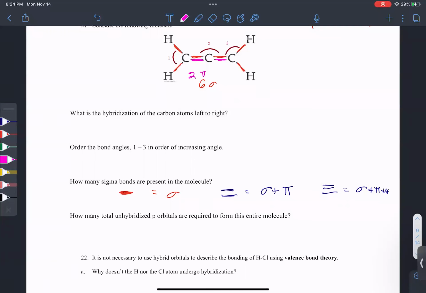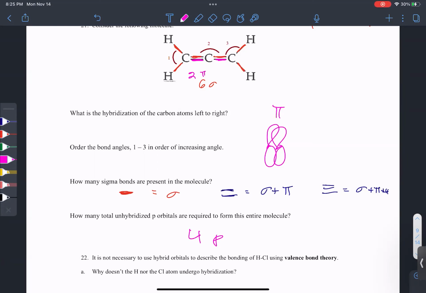It sounds like a tough question, right? We went from sigma and pi interactions, and now we made a left turn to p orbitals. But remember what I said. How do you make a pi interaction? A pi interaction is between what orbitals? 2 p orbitals. So this is a pi interaction. 2 p orbitals are required to make a pi interaction. How many pi interactions are in this molecule? 2. So how many unhybridized p orbitals do you need? 4. So it's 4 unhybridized p orbitals.